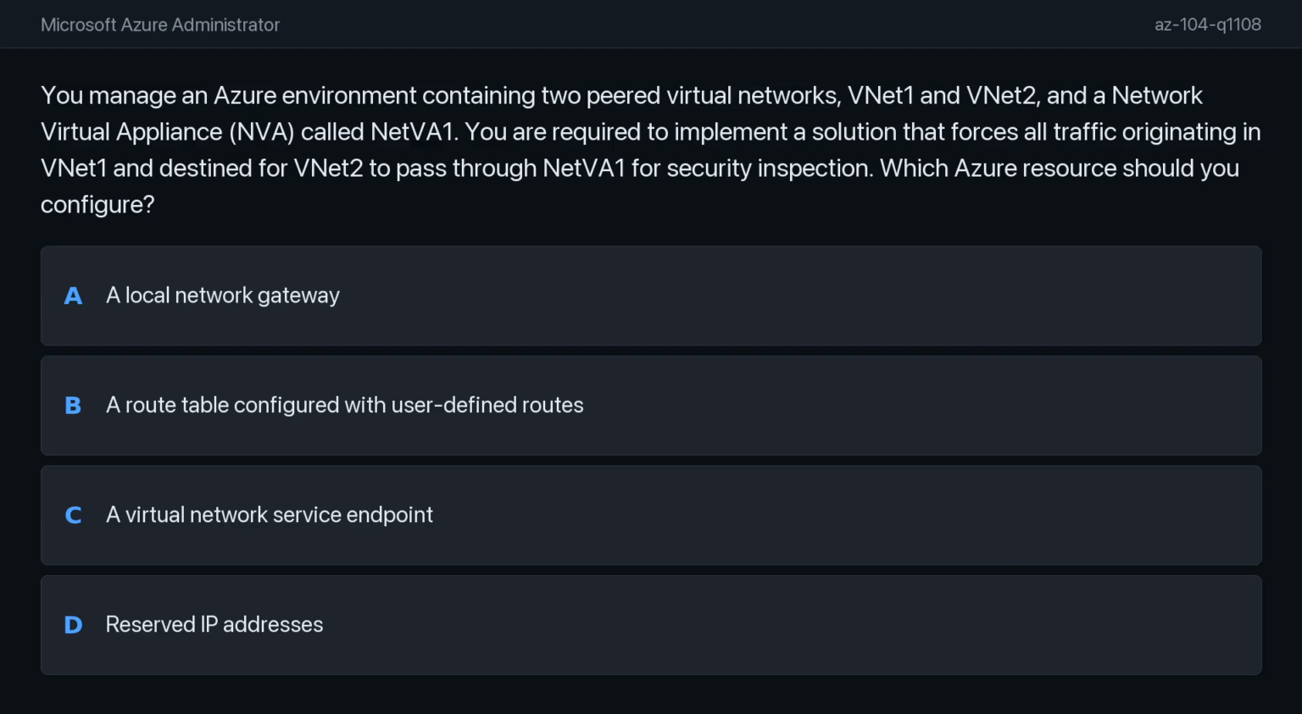Okay, let's break down this question. We're being asked to configure a solution that forces all traffic originating in VNet1 and destined for VNet2 to pass through NetVA1 for security inspection. Which Azure resource should you configure? The key takeaway here is that we need to implement forced routing, basically forcing all traffic to flow through a fixed route for security inspection.